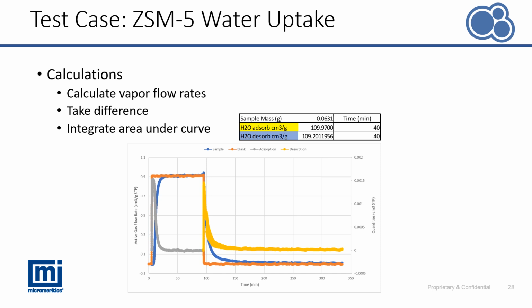The values reported here were truncated, and the adsorption and desorption both were given 40 minutes for comparison. The desorption quantity is shown in yellow. The desorption value is similar to the adsorption. You can also see that the desorption curve needed a longer time to fully dry. For materials such as this, drying may be much more difficult at ambient temperatures.